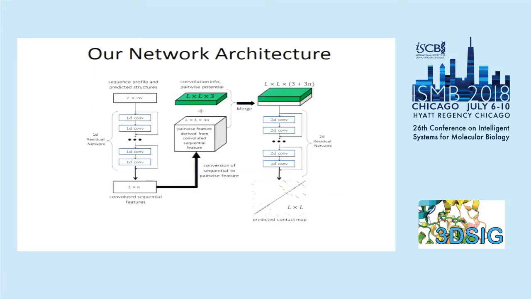So here is our network architecture. Because we have two types of features, one is sequential features, the other is pairwise features, our network has two major components. The left column is the component to deal with the sequential feature, so we do the 1D convolution transformation on the sequential feature. And the right column is the 2D convolutional neural network, which is used to apply the convolution operation to the 2D features. Then the middle column is just used to convert the 1D feature into the 2D feature. So this is the basic idea of our network architecture. And then finally, we can output the whole contact matrix or the whole distance matrix.